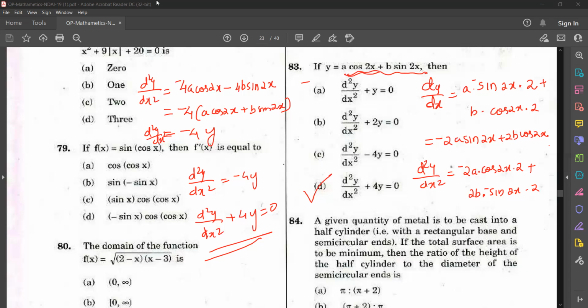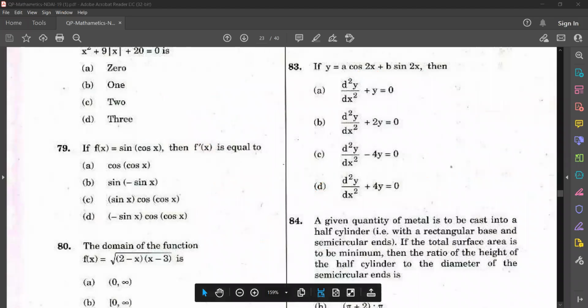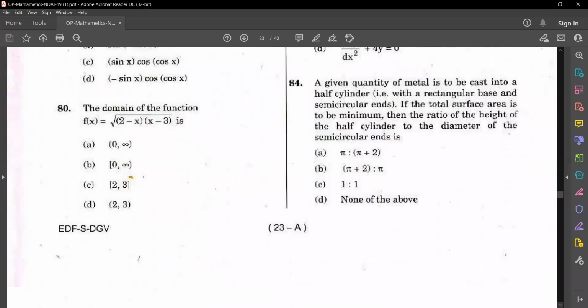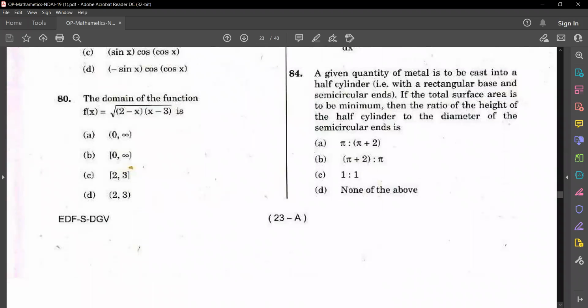So let's see the next question. A given quantity of metal is to be cast into a half cylinder, that is with a rectangular base and semicircular ends. If the total surface area is to be minimum, then the ratio of the height of the half cylinder to the diameter of the semicircular ends is.